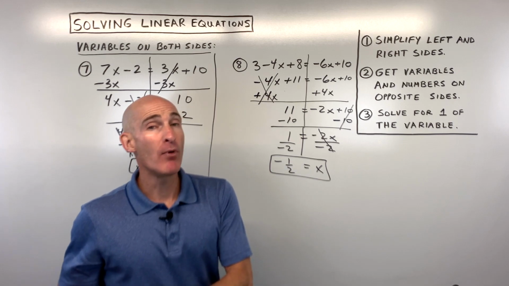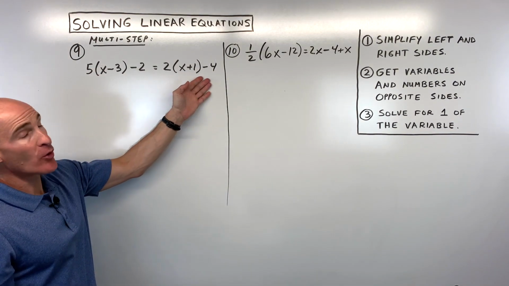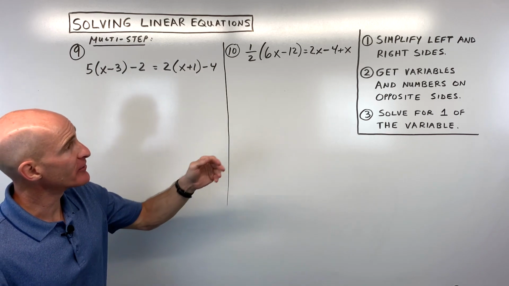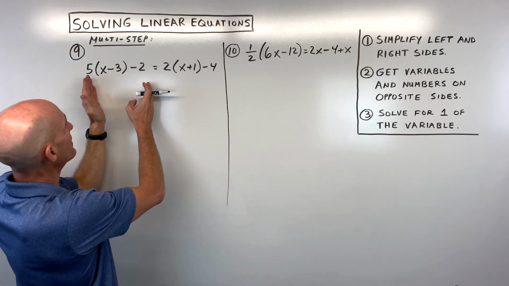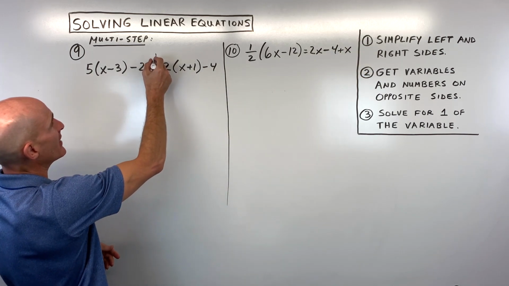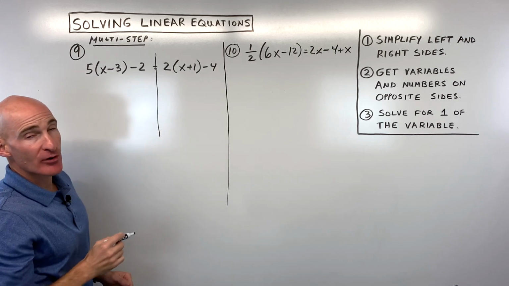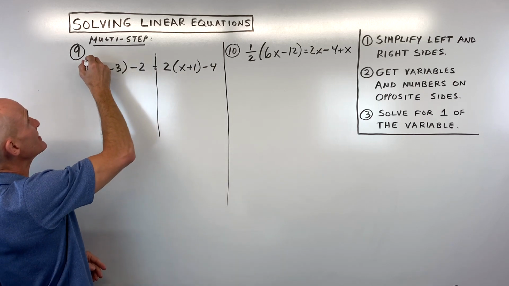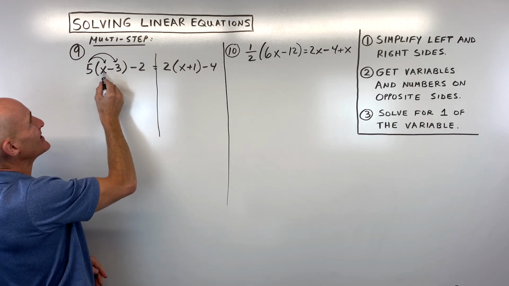Let's take a look at the multi-step equations now. For number 9, we've got this equation, which looks a little bit more complicated than what we've been working with. So let's follow the 3 steps. First, simplify the left side as much as you can and the right side as much as you can. Here you can see that we have this 5 on the outside of the parentheses. And when you have that 5 right next to the parentheses like that, what we do is the distributive property, which means that you're multiplying the 5 into the parentheses.